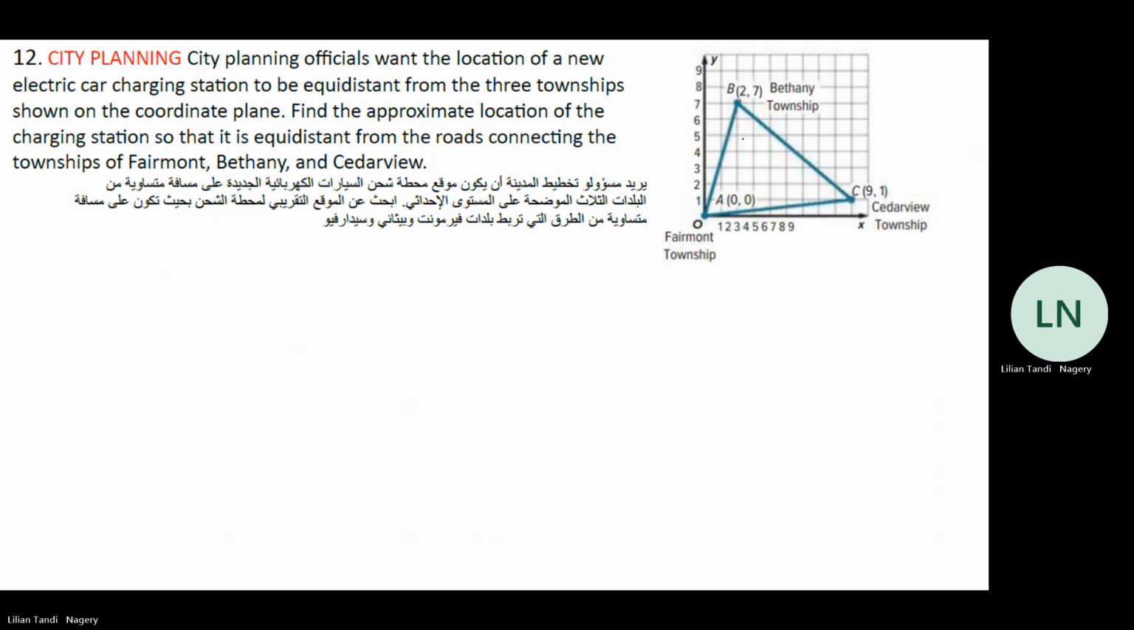Ah, wait. Can we find the midpoint of this? Because it's an angle bisector, does it mean it bisects this into 2 equal parts? Yeah, because it's also a perpendicular bisector. So if it's a perpendicular bisector, there's a 90-degree angle here. Then find the midpoint of this, and then this. Come here. And this will go here.